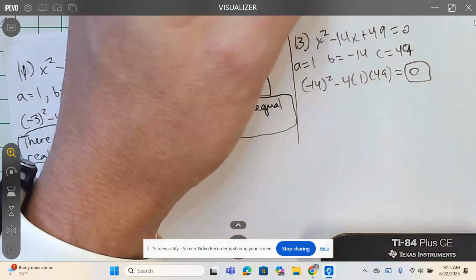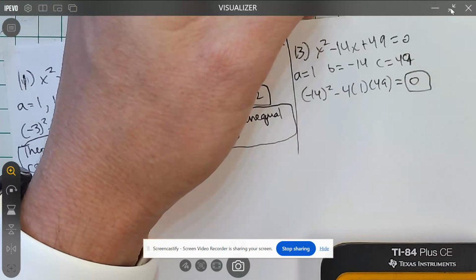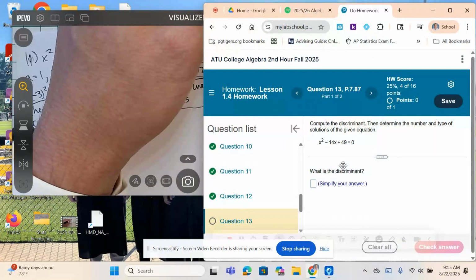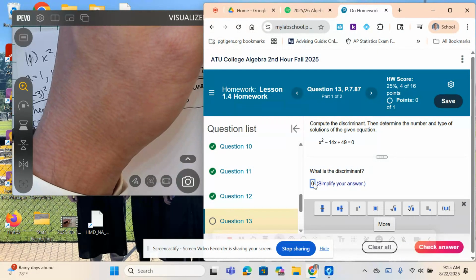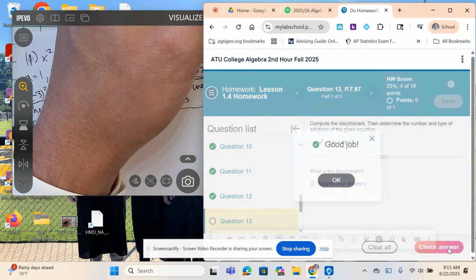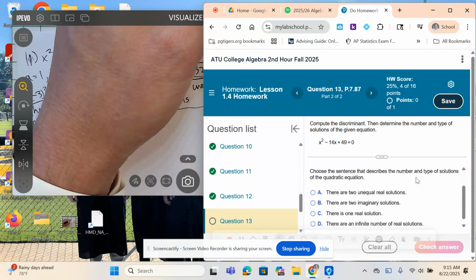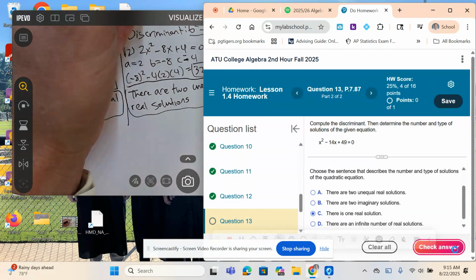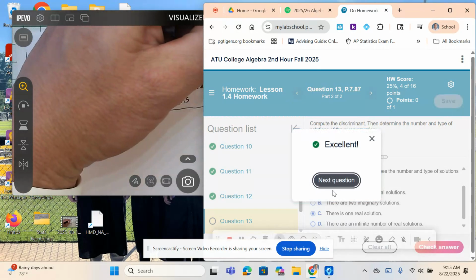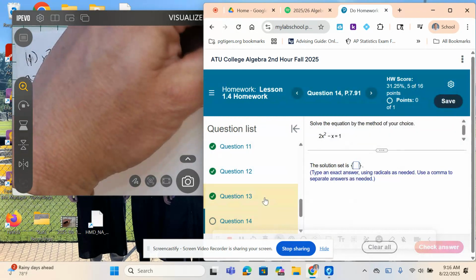Or it's one solution. I don't know how they word it. It's one solution, one real solution. It's a repeat. You can call it a repeating solution. That's what they said in the notes. One real solution. That's all they said. Okay. I didn't know if they'd do anything fancier than that.